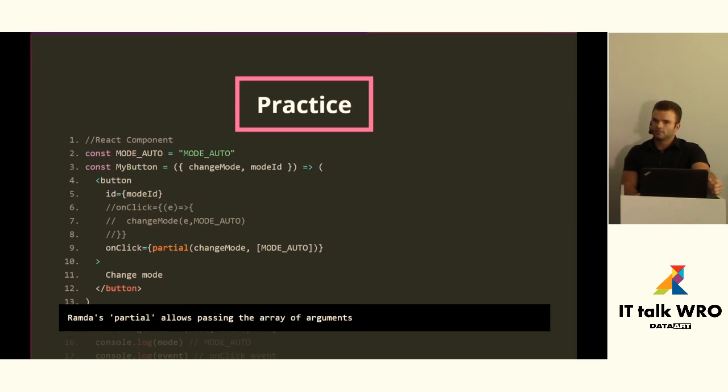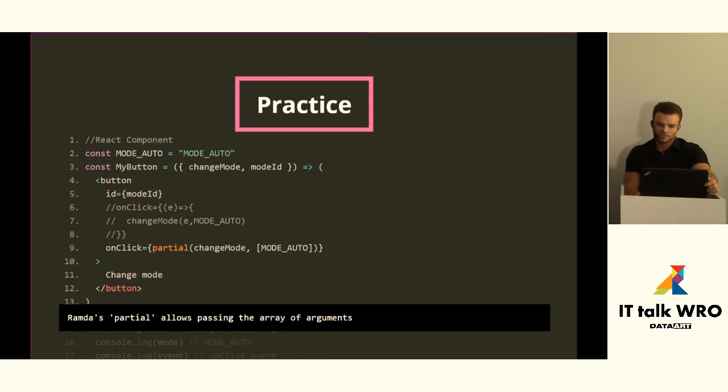I hope that some of you know about React. React is a really cool library which allows us to write components in a functional way. That means that we have stateless components, and our component is just one simple function. This is not a class component, this is just a simple function. Here I have my button component which expects props where changeMode and modeID are defined. And obviously my button renders a button with a specific ID and an onClick event.